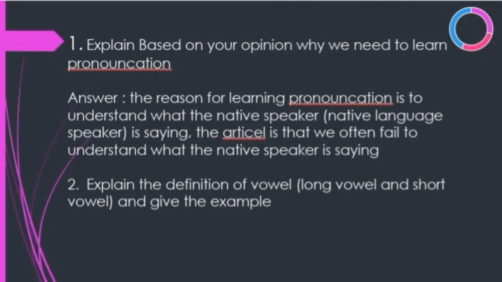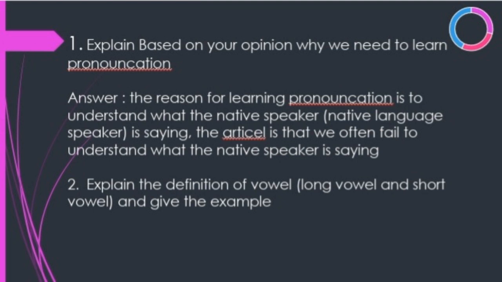Okay, I will answer exam questions from my teacher, namely the subject of pronunciation practice. Number 1. Explain based on your opinion why we need to learn pronunciation. The answer: the reason for learning pronunciation is to understand what the native speaker is saying. The reason is that we often fail to understand what the native speaker is saying.